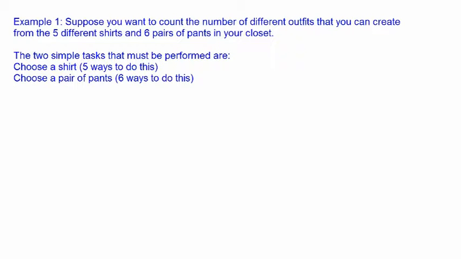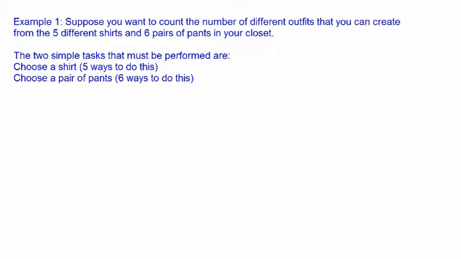We illustrate the multiplication principle with this example. Suppose you want to count the number of different outfits that you can create from the 5 different shirts and 6 pairs of pants in your closet. And maybe you don't really care if everything matches, you just want a different look. There are 2 simple tasks that must be performed to create an outfit. First, you have to choose a shirt, and there are 5 choices for the different shirts. And then you have to choose a pair of pants, and there are 6 ways to do that.